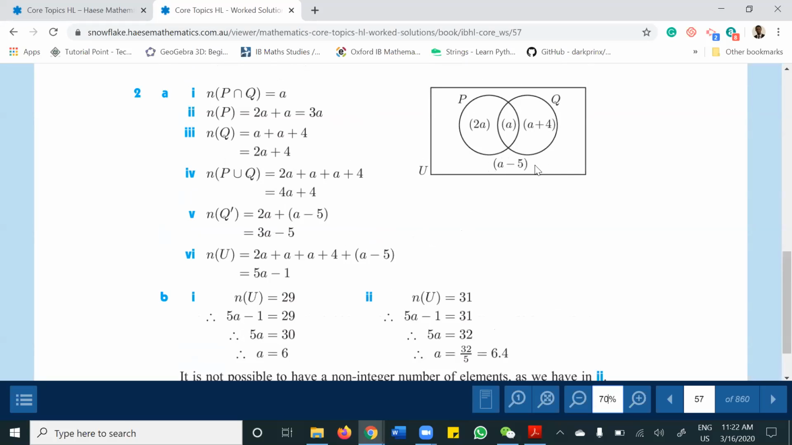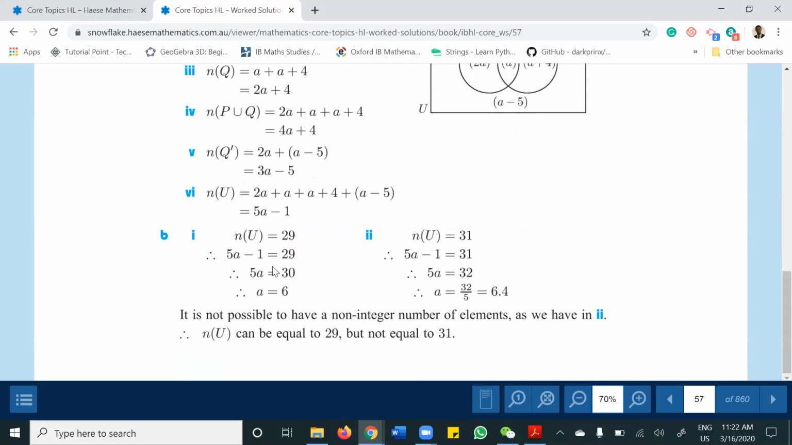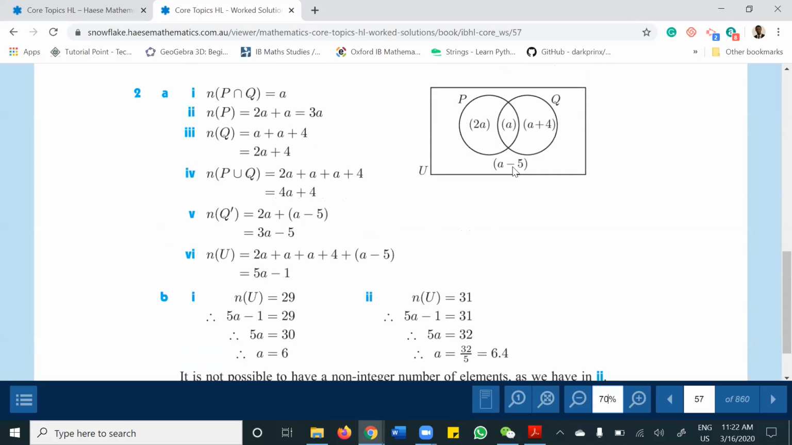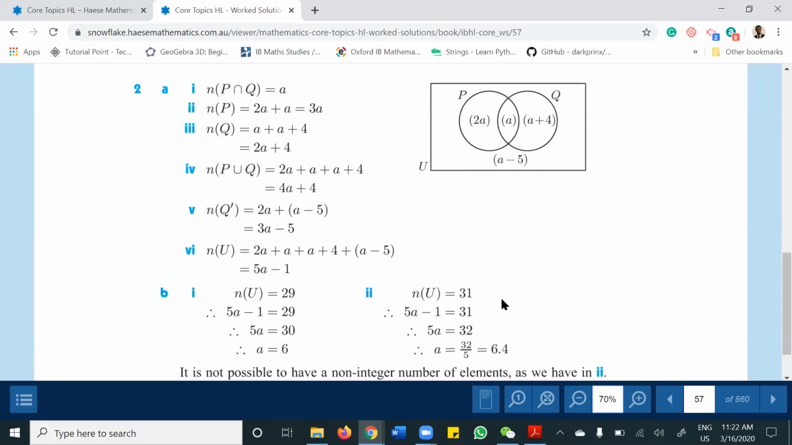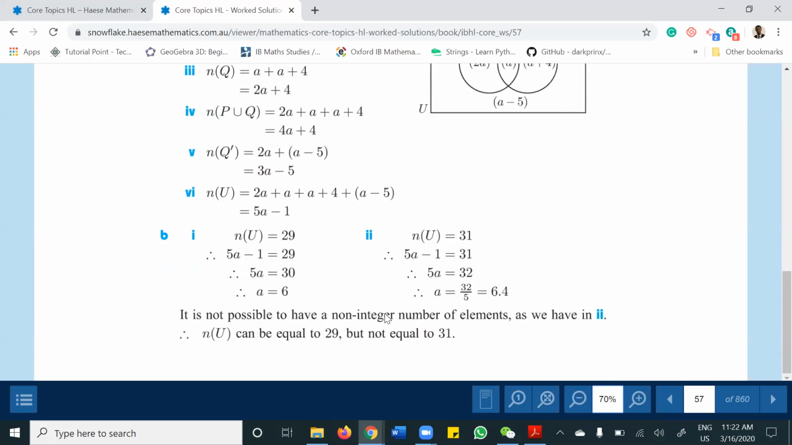Alex? Yes, it is 5, but A cannot be a decimal. That's the point. If there was another question which gave you A equals 4 and you have to comment, then you come here and say A cannot be 4, because if A is 4, it means the elements that are not in A and B are -1 in number, which doesn't make sense. Likewise, A equal to 6.4 means within P and Q, 6.4 elements are common. That doesn't make sense. So that's the purpose of this. Any questions? No, thank you.